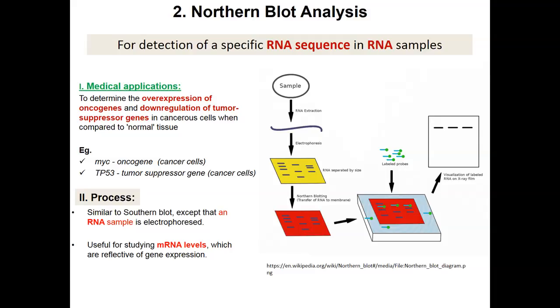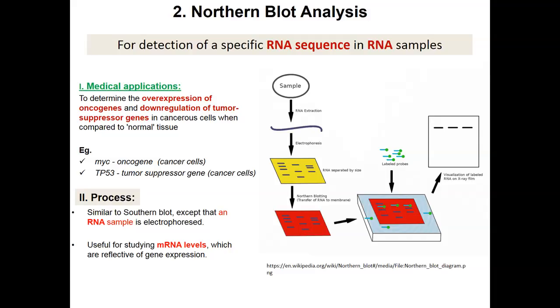So what do you use in order to detect it? Again, you use a probe, right? A probe that is radiolabeled. So when the probe is labeled, the probe is going to recognize the sequence of interest and then bind to it. Once it binds, you take the membrane and expose it to X-ray film.